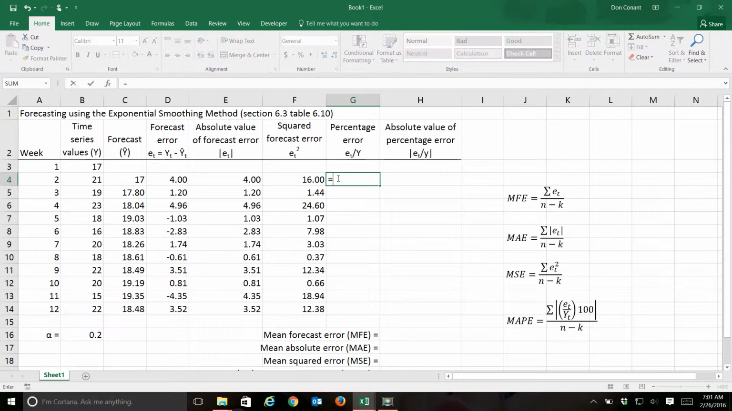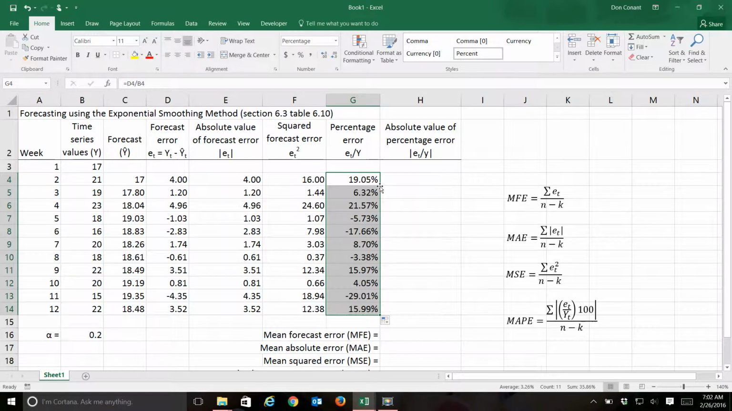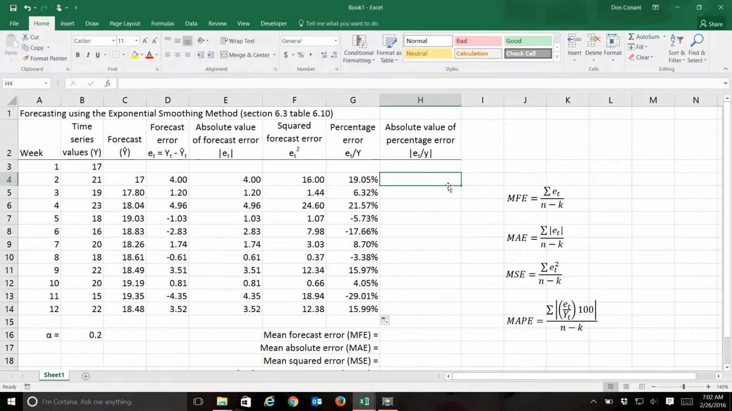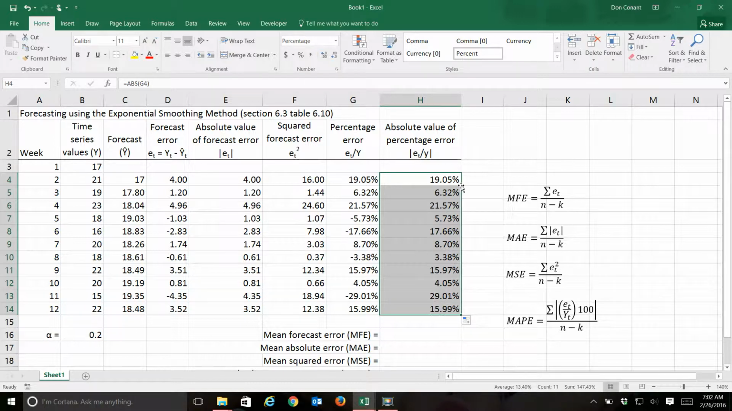Percentage error. Go over here and get our error value and put it over our time series value. Correct for all of these decimals. Actually, we want to make that a percentage, don't we? It's actually multiplying times 100. Give it a couple of decimal places. Let's copy that down. And then we take the absolute value of our percentage error. There we go. Again, turn that into a percent, essentially multiplying times 100. Carry that down, there we go.